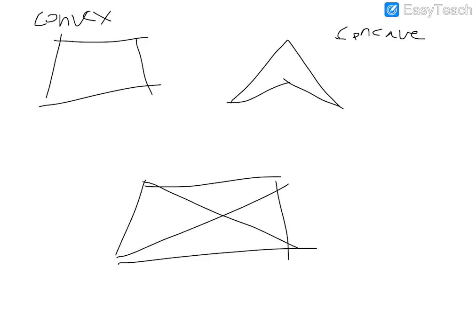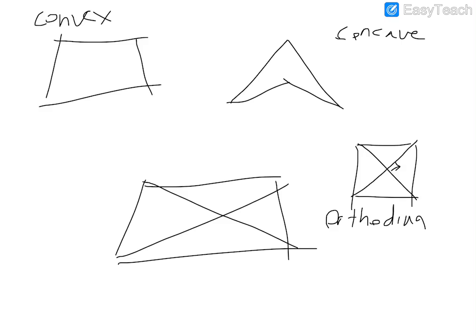And a quadrilateral is orthodiagonal if all its diagonals are perpendicular. So for like a square, for example, this diagonal is perpendicular to this one, so that means it's orthodiagonal. And the sum of all interior angles of a quadrilateral is 360 degrees.